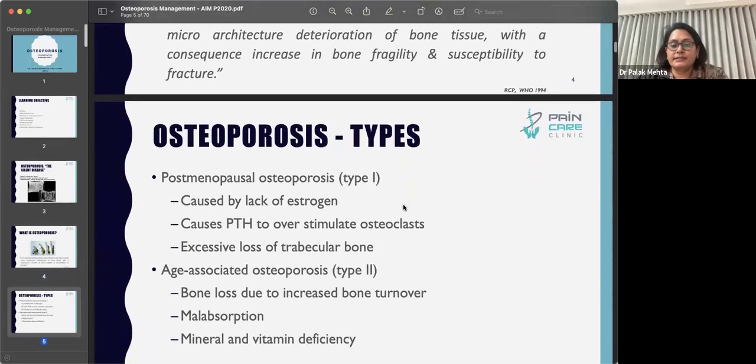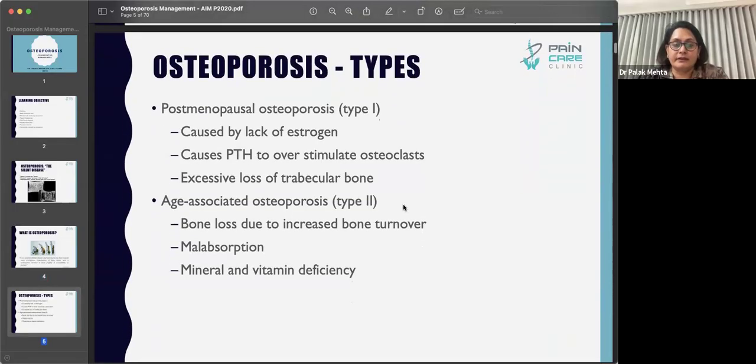Commonly, osteoporosis is seen in females, so we call it postmenopausal osteoporosis, that is type 1. In females, after menopause, there is a lack of estrogen hormone. Eventually, it causes the parathyroid hormone to overstimulate the osteoclast. We will come to that in the next part of the class.